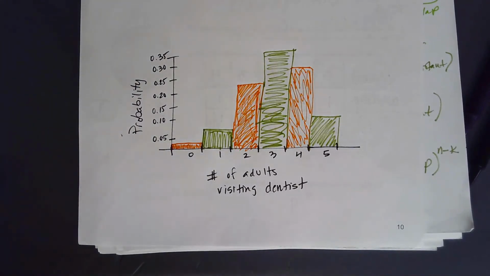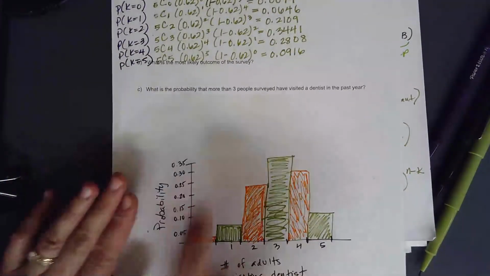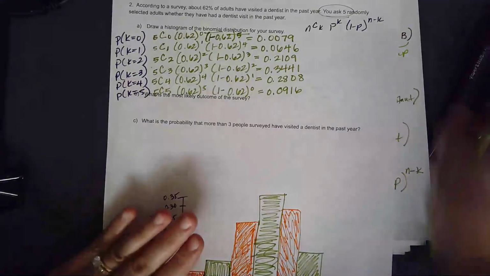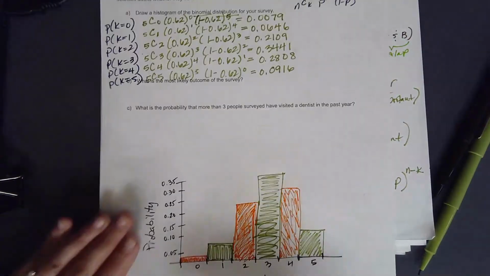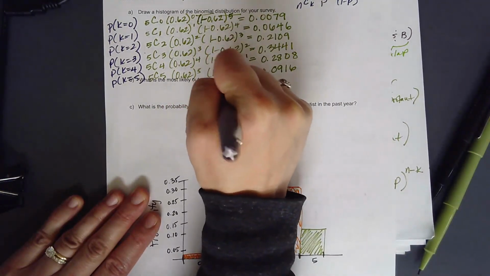So a couple things if you're asking about the data here. Number 1, if you go back up to our questions, what is the most likely outcome? You don't have to do a histogram to figure this out, but you probably realized that the most likely outcome was 3 adults. Also, it's our highest bar on our histogram. So 3 adults visiting the dentist in a year.